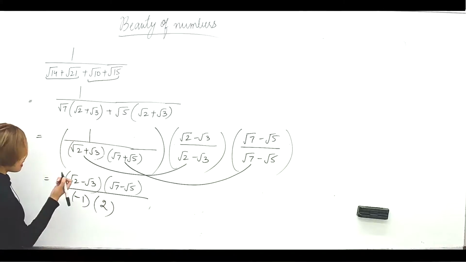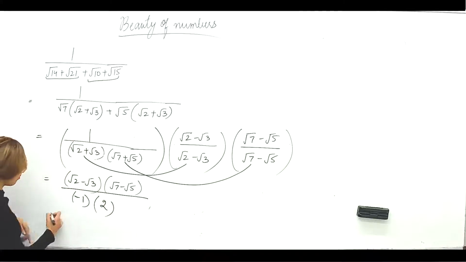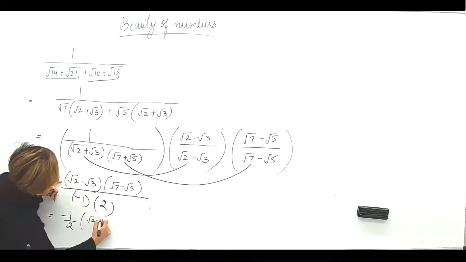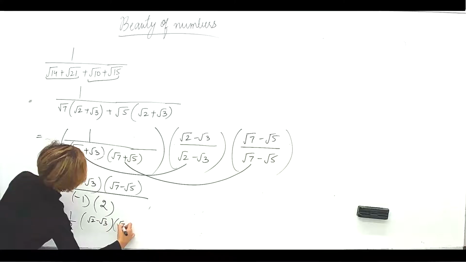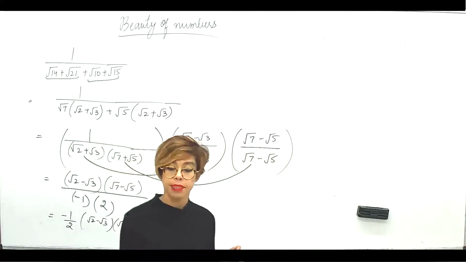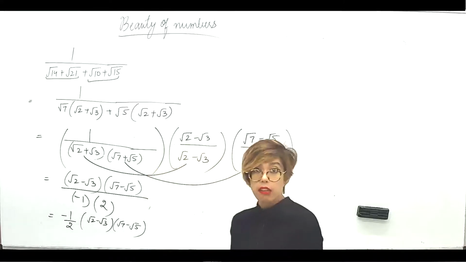Right, so that's it. Minus adjust कर लेंगे, should not be an issue, or maybe I can write it like this. So minus 1 by 2 into root 2 minus root 3 into root 7 minus root 5. That's the answer. I'm hoping you did that.